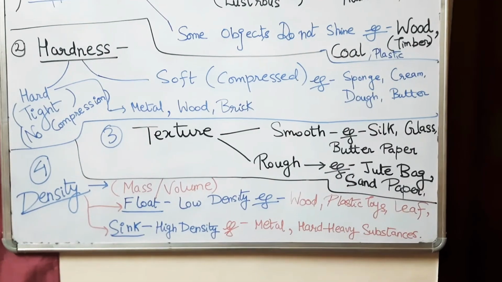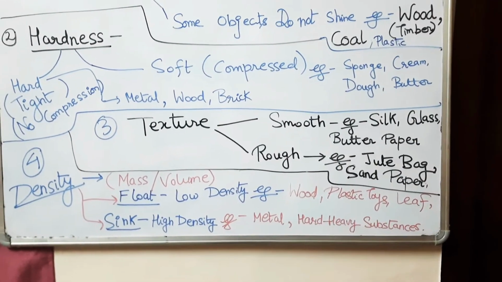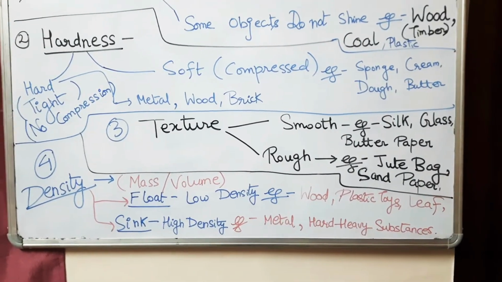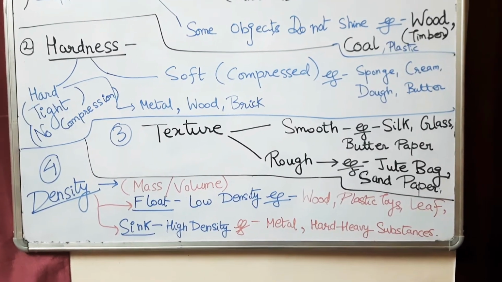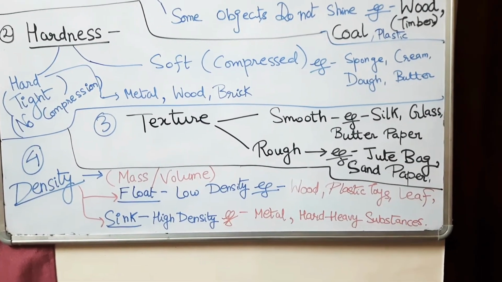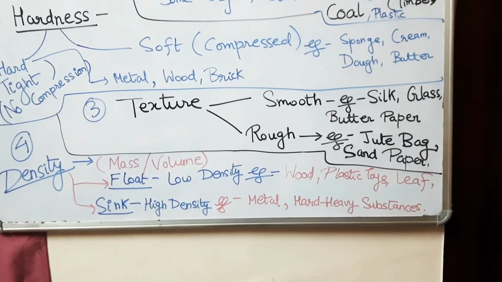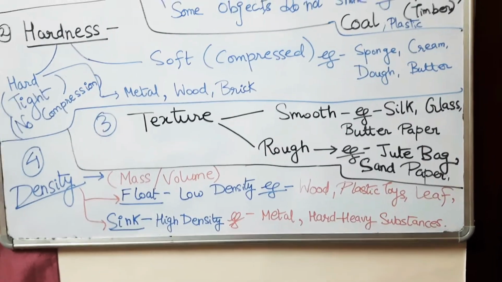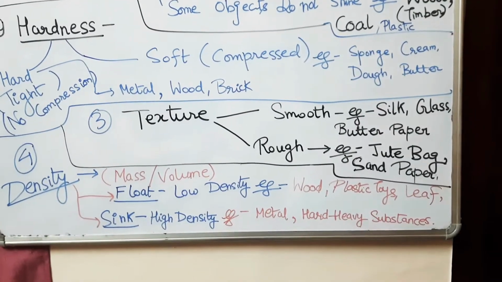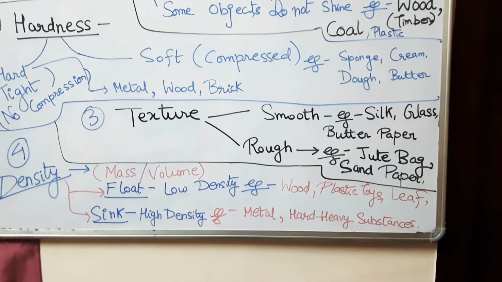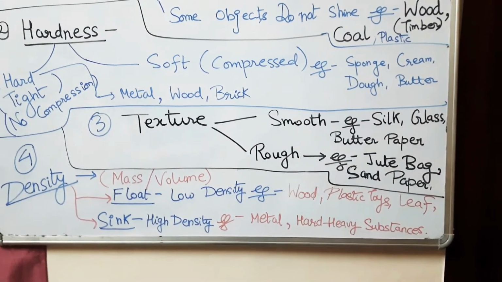The texture of the material can be smooth or rough. If it is smooth, then it is known as smooth in texture, like silk, glass, butter paper, which is smooth to touch. Okay, the rough ones are jute bags, sandpaper, that are very rough to touch. Generally, glasses are also very shiny and smooth in texture, but there are some exceptions.